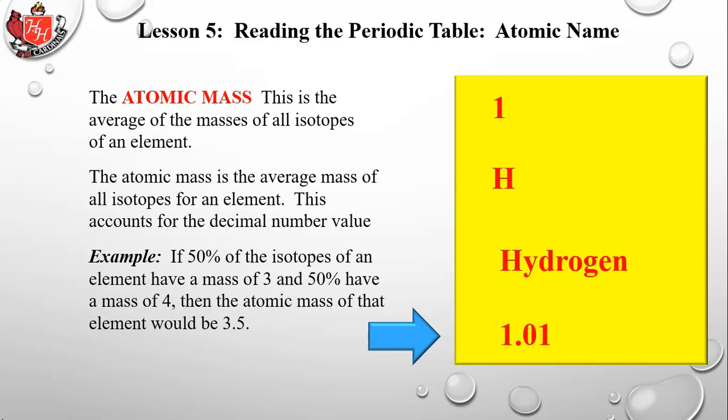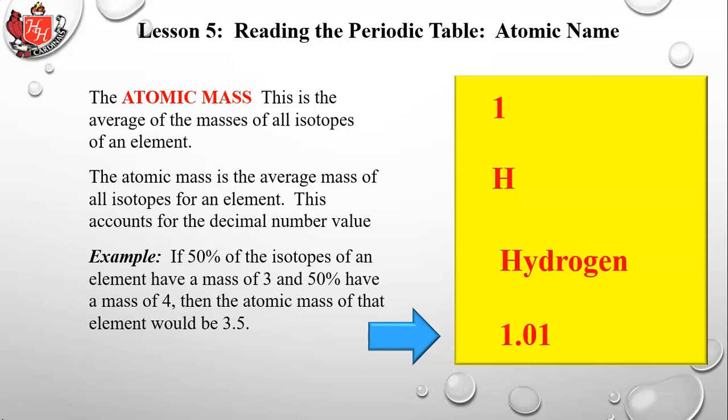Let's say you had 100 hydrogen atoms, and 99 of them had exactly one proton and an atomic mass of 1. So 99 out of 100 had an atomic mass of 1. And then 1 out of 100 had a neutron attached to it, a proton and a neutron. That would give it a mass number of 2. So if you take 99 with a mass number of 1 and 1 with a mass number of 2 and average them, you'll end up with an average atomic mass of 1.01. So that's how hydrogen gets that decimal value.